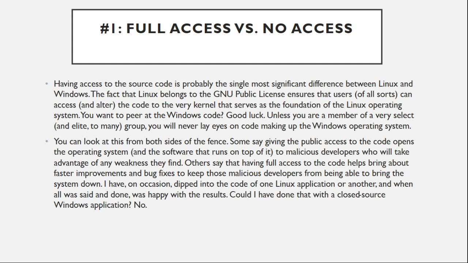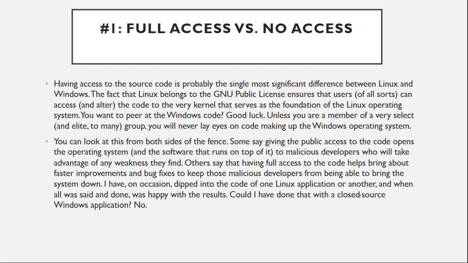Having access to the source code is probably the single most significant difference between Linux and Windows. The fact that Linux belongs to the GNU public license ensures that users of all sorts can access and alter the code to the very kernel that serves as the foundation of the Linux operating system. You want to peer at the Windows code? Good luck. Unless you are a member of a very select and elite group, you will never lay eyes on code making up the Windows operating system.